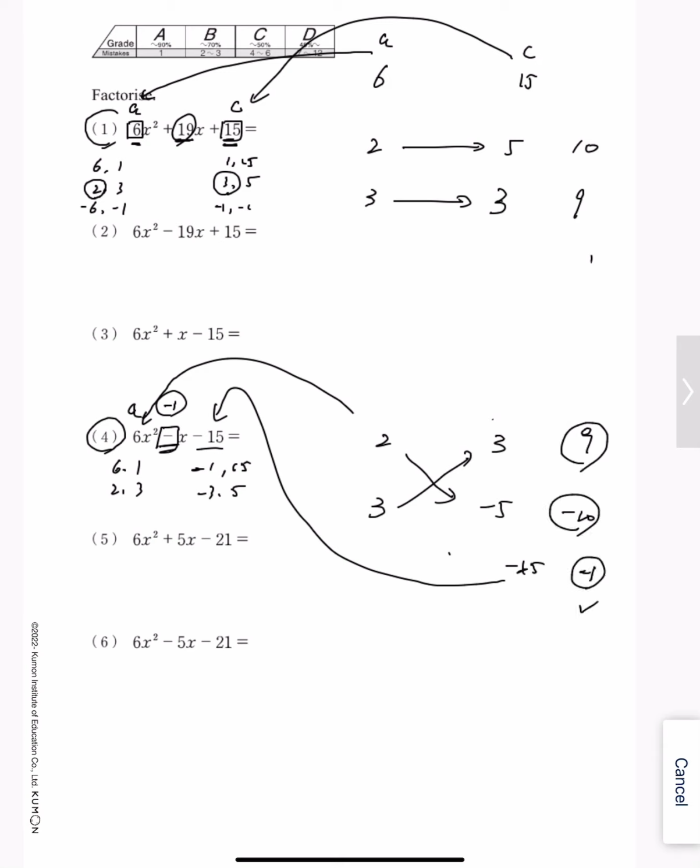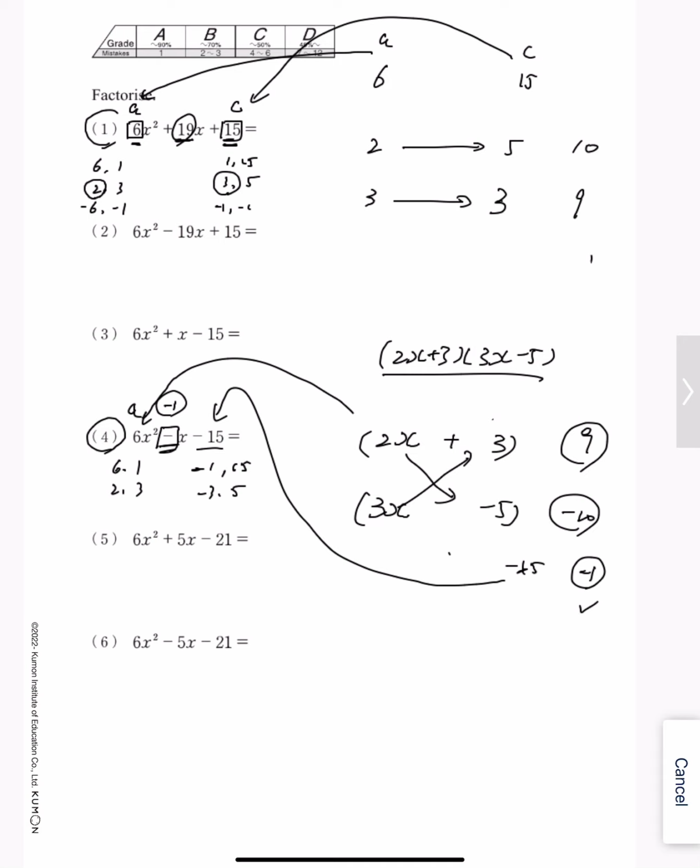So this is perfect. So all I need to do, I put an x over here, plus 3. If this is positive, keep it as plus 3. If it's negative, you'll see it here, x minus 5. So the factorization for number 4 is 2x plus 3 and 3x minus 5. That's how you do this type of question.